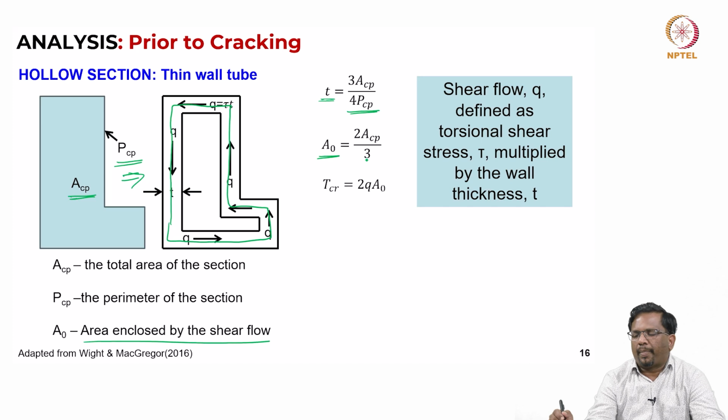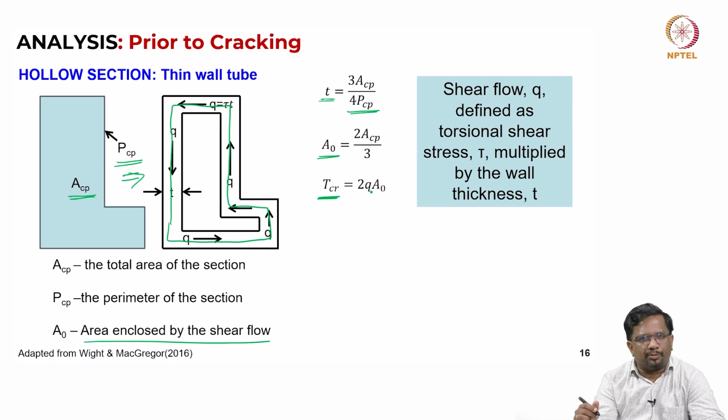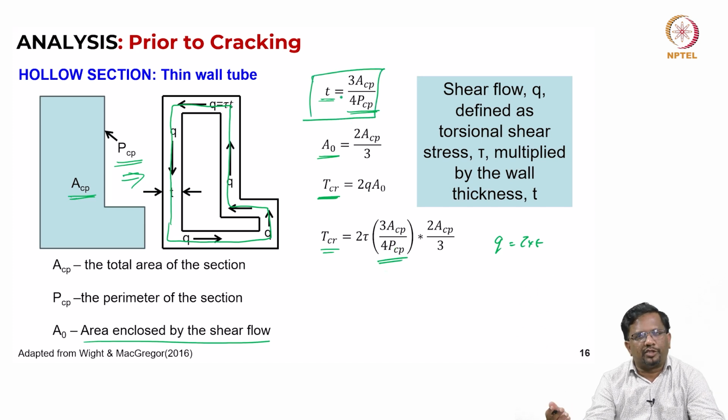So, if you do that, now cracking torque, like what we have said, is going to be 2 into Q into A naught. From the previous expression that we have derived, cracking torque is nothing but 2 into Q into A naught. Now, how do I get cracking torque again? If I write Q as tau into T, because Q is equal to tau into T again. Now, what is the thickness? Thickness we have already taken, you can assume this as a good approximation. So, you substitute all those things.